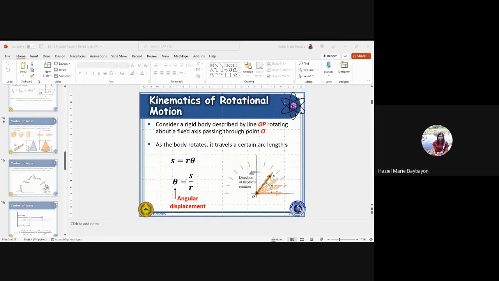Okay, we will start with our discussion. We will continue with our discussion on kinematics of rotational motion as well as the dynamics of rotational motion. So, last time we had the discussion. So, now we will have sample problems.